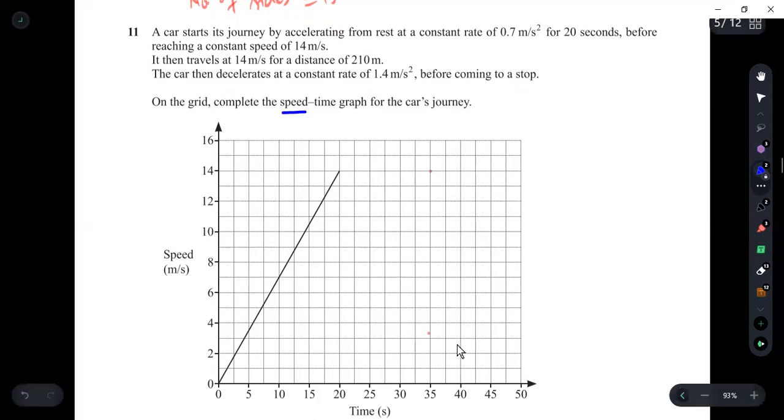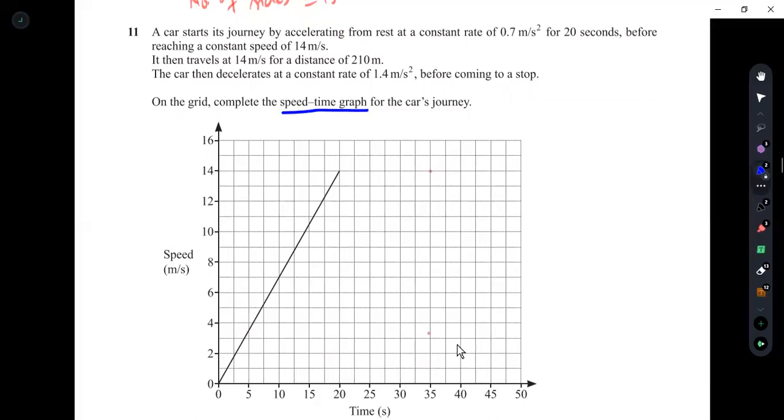So we are given the speed time graph. That is the first thing that we should note. On the left side, we are shown the speed, and on the horizontal axis, we are shown the time, in seconds and meters per second. And the first part of the journey has already been shown. What is the first part?